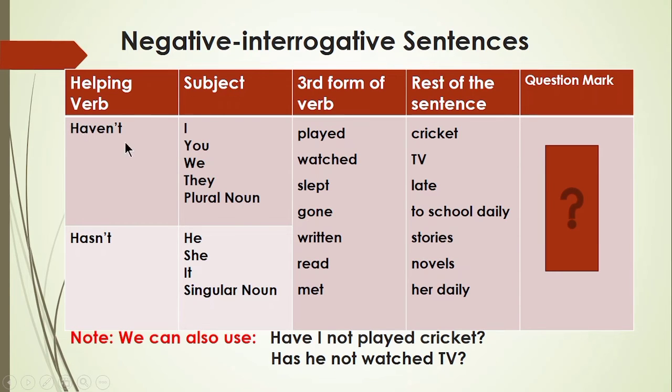Next, we have negative interrogative sentences. In such sentences, we bring a contraction of the helping verb and not to the start of the sentence, then the subject, then the third form, then the rest of the sentence, and finally a question mark. For example, haven't you played cricket? Haven't we watched TV? Haven't they slept late? Hasn't he written stories? Hasn't she read novels? And we answer it with yes or no structures.